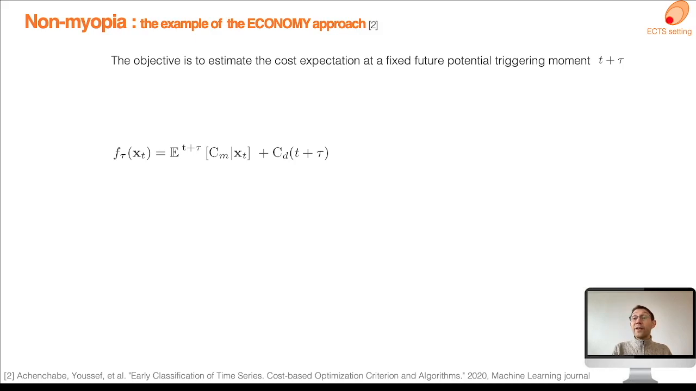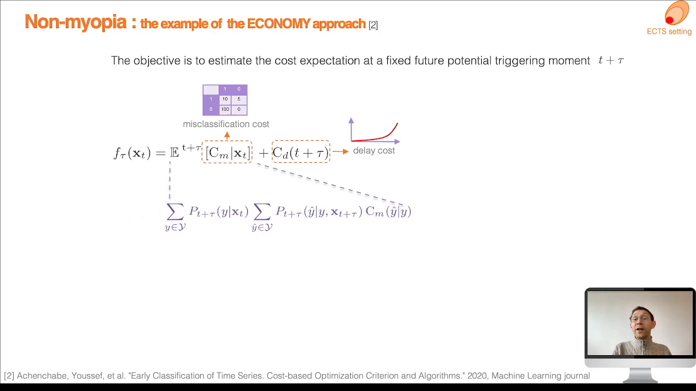The function f estimates the expected cost of a decision at a future time, denoted by t plus tau. This first equation presents the cost expectation. We recognize the expectation of the misclassification cost, to which the delay cost is added since it is known in advance. Now, the cost expectation is developed in a very naive way, involving two sums.